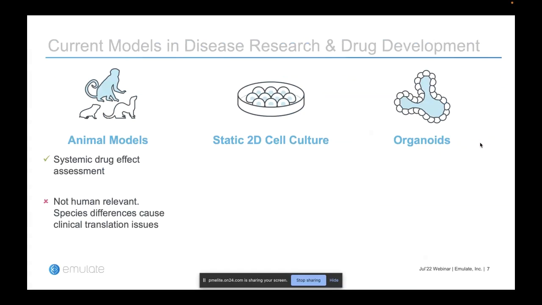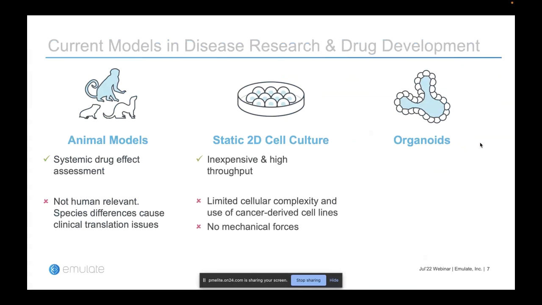So again, just to take a look at those preclinical models that are currently the bread and butter of the industry. Animal models, again, a long heritage, really good in terms of looking at systemic drug effects assessments, toxicity, efficacy. But we know that the non-human relevance there and the species difference is one of the primary reasons for translation failure. In fact, almost 80% of researchers out there have wavering confidence in the translation abilities of animal models.